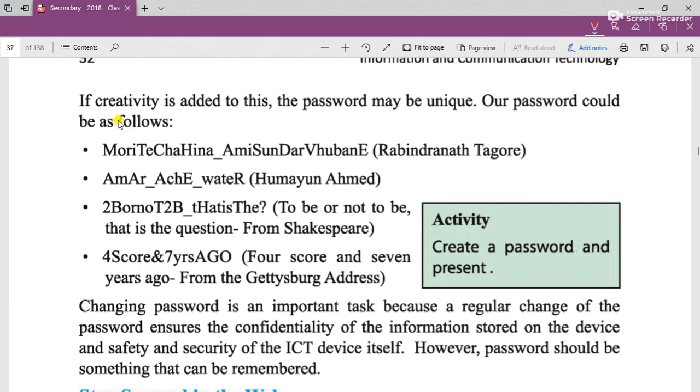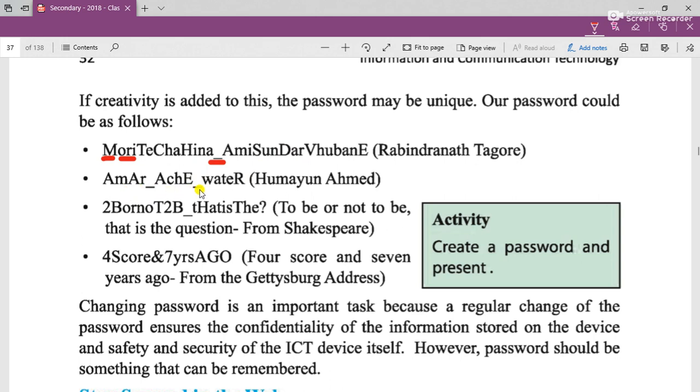If creativity is added to this, the password may be unique. Our password could be as follows, like Morite Chahina Ami Sundar Bhuvane, Rabindranath Tagore. Here you can see the capital letters, small letters and the signs. All the combinations are here. And the password is so long.